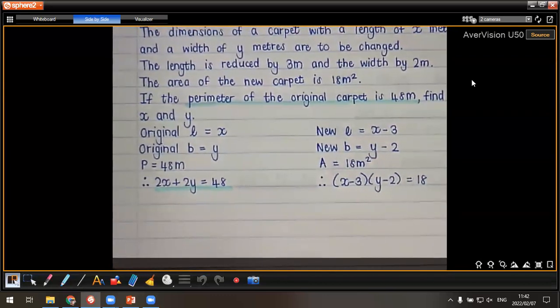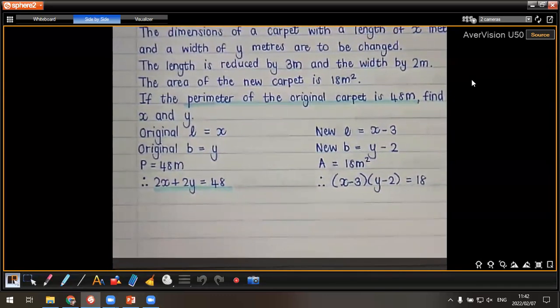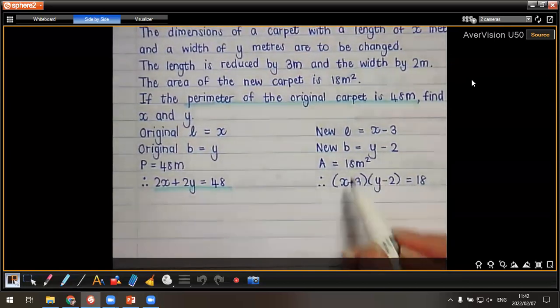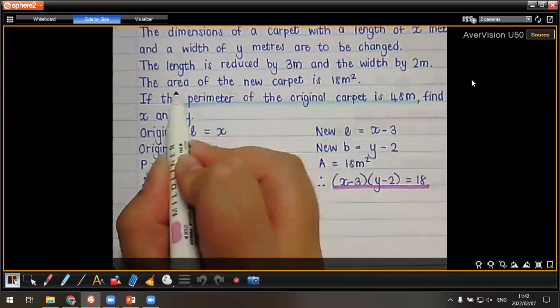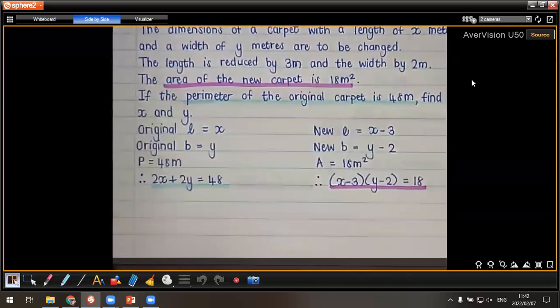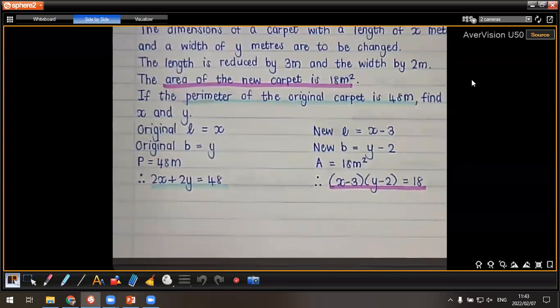Guys, it is very important that you put those dimensions in brackets. So you have to take the whole new length multiplied by the whole new width. Okay, so you can't just say x minus 3 times y minus 2 without brackets. You have to multiply the whole thing. So this equation here is coming from the area of the new carpet being 18. So again, we've taken information given in words and we've translated it into another equation.